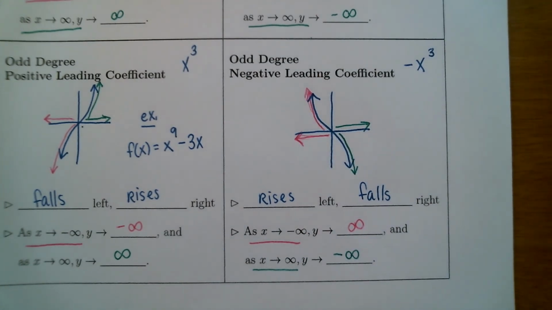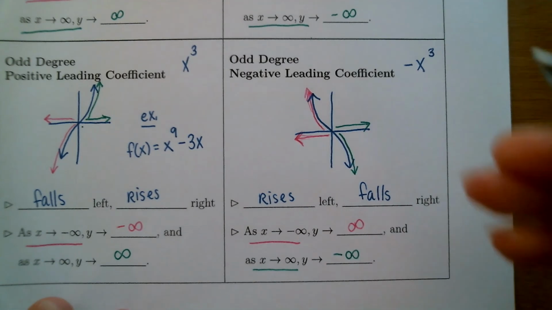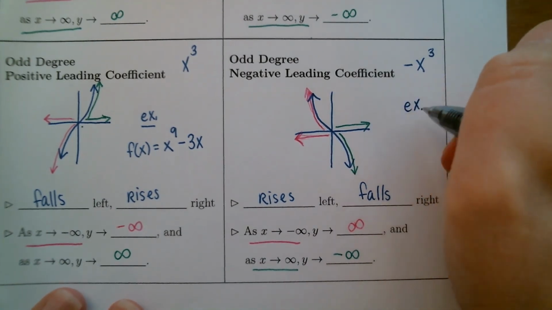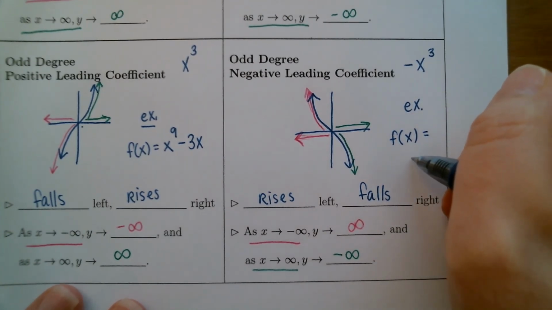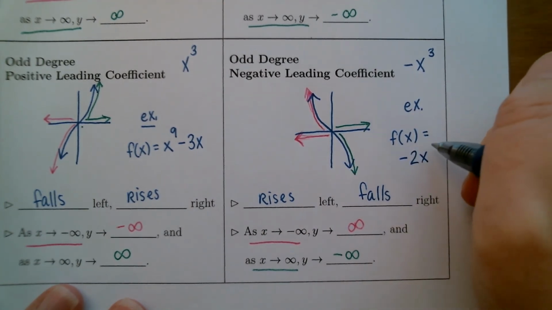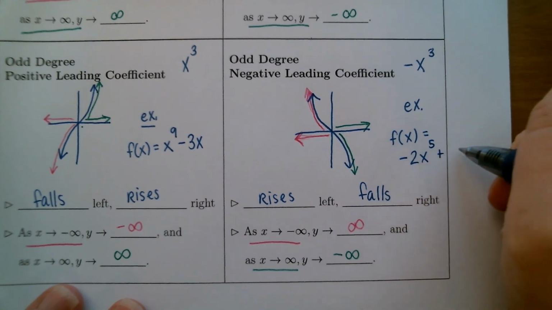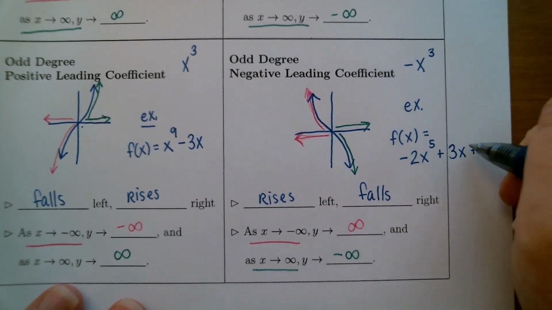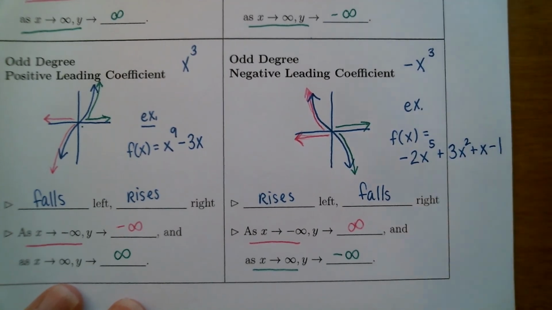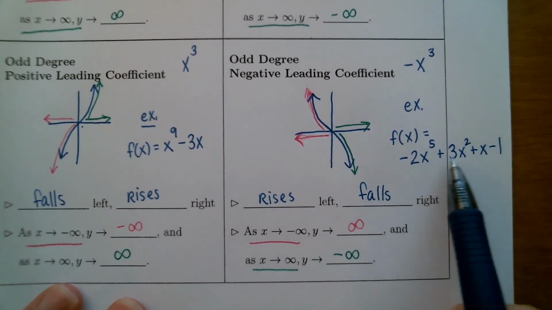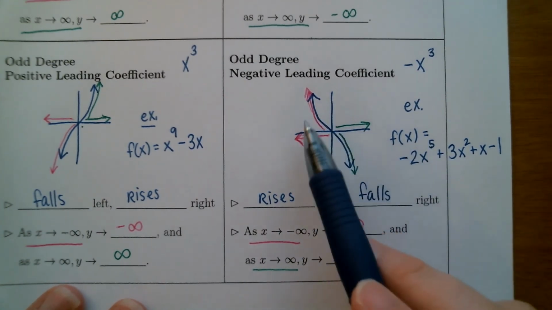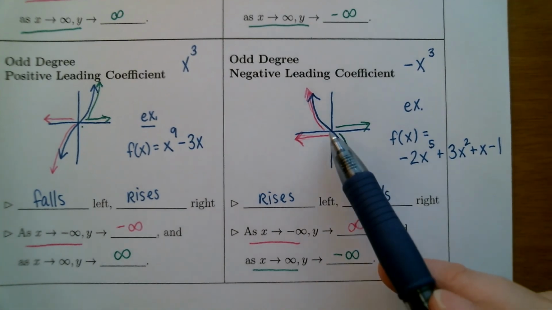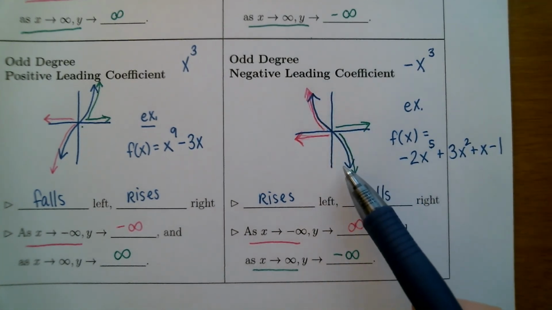So those are the 4 situations. And like I said, before I move on, remember, if I give you something odd degree, negative leading coefficient, so negative 2x to the 5th plus 3x squared plus x minus 1, you don't even have to stick this in the calculator. You know it's odd degree, negative leading coefficient. This is what it's going to look similar to as far as the end behavior is concerned. It's going to rise to the left. It's going to fall to the right.